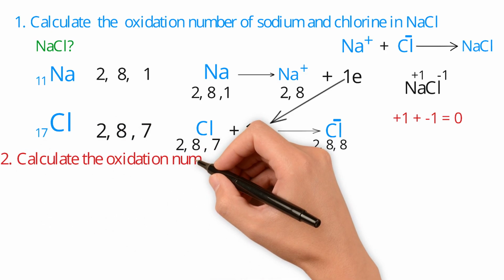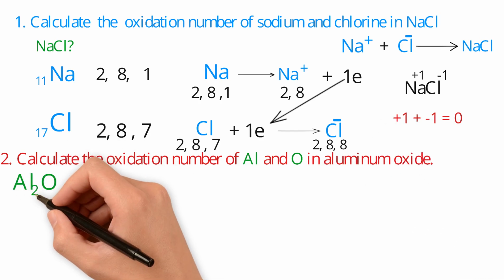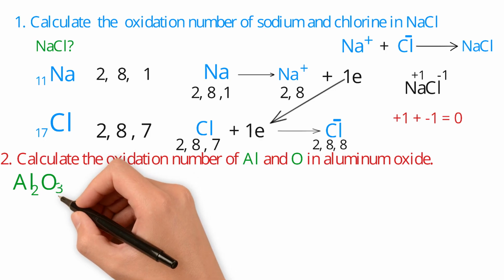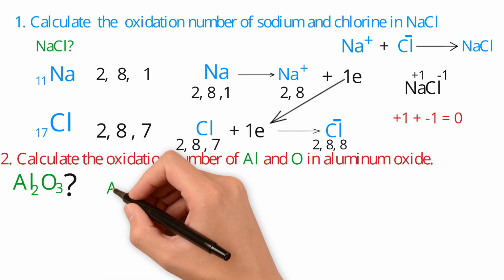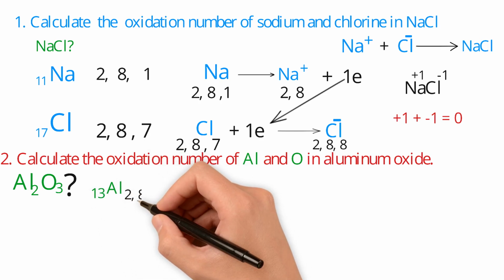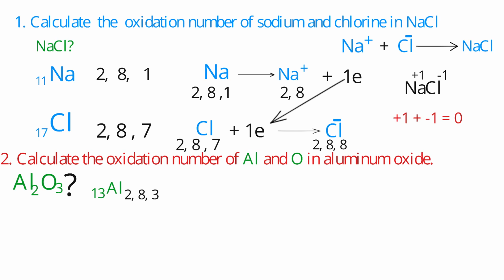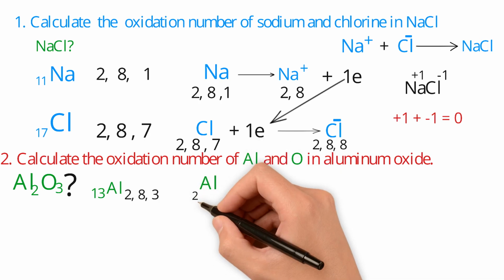The second example, calculate the oxidation number of aluminum and oxygen in aluminum oxide. This is the formula of aluminum oxide. Now let us see each atom individually. Aluminum, its atomic number 13 and electron configuration 2,8,3. 3 is the valence electron of aluminum because it's found in the outermost shell of aluminum atom. Therefore, aluminum loses 3 electrons to attain 8 electrons in its outermost shell.